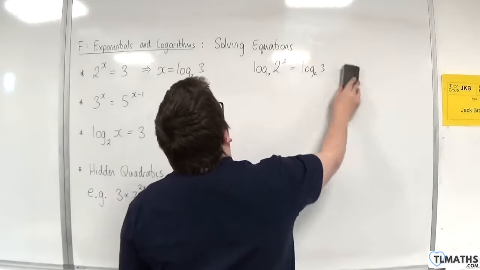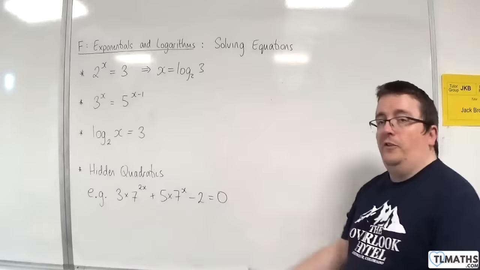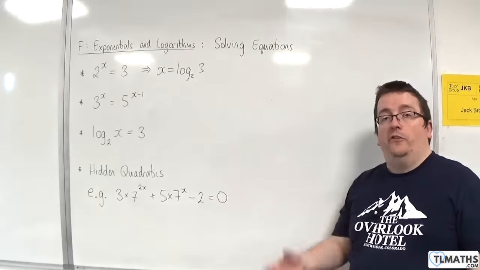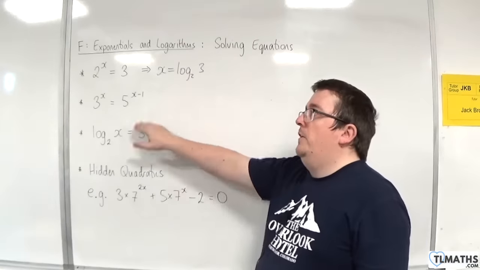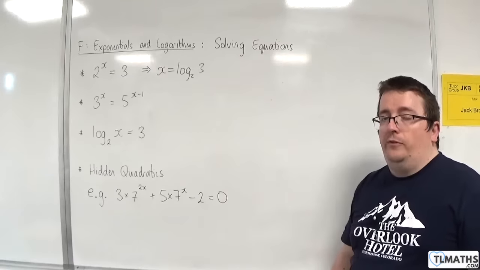That's perfectly fine. And as I said, you could take natural log of both sides if you wanted to. You could take log base 10 of both sides. You can still get to the correct answer. The answer will look different, but that's fine. It'll be equivalent. With something like 3 to the x is equal to 5 to the x minus 1, you're going to have to take logs of both sides.